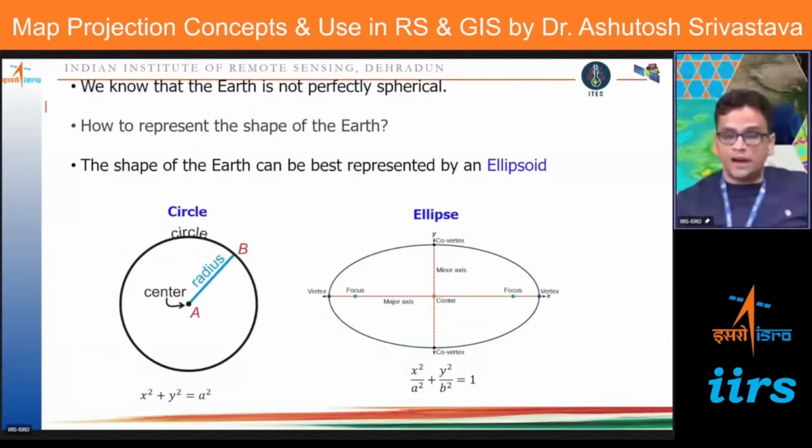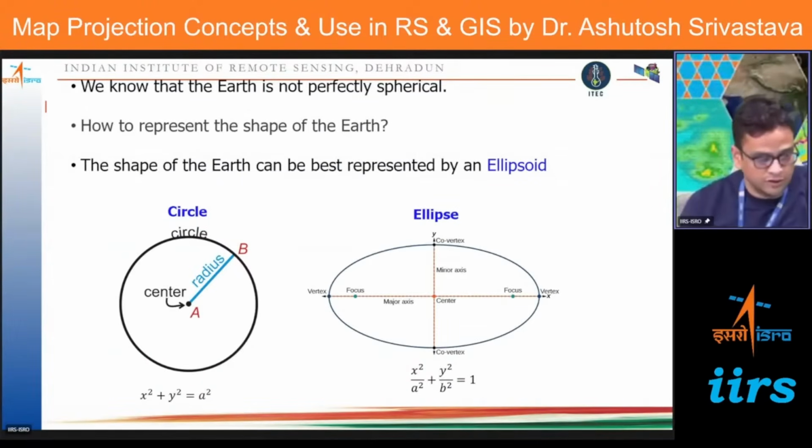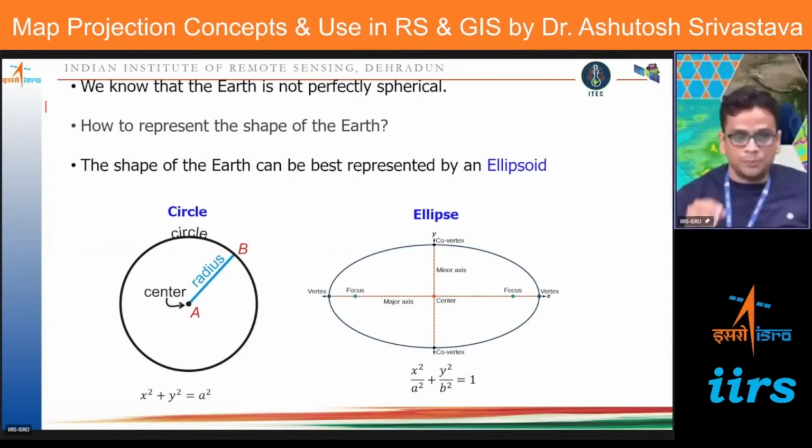We know that the Earth is not perfectly spherical, as I told you. So how to represent basically the shape of the Earth? The shape of the Earth can be best represented by an ellipsoid. Now, some of you may be aware of the ellipsoid, but still I will explain for those who are not aware, so they will come to know.